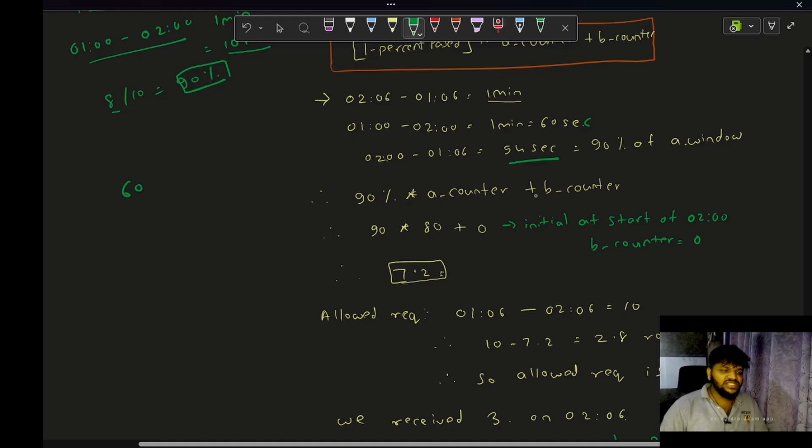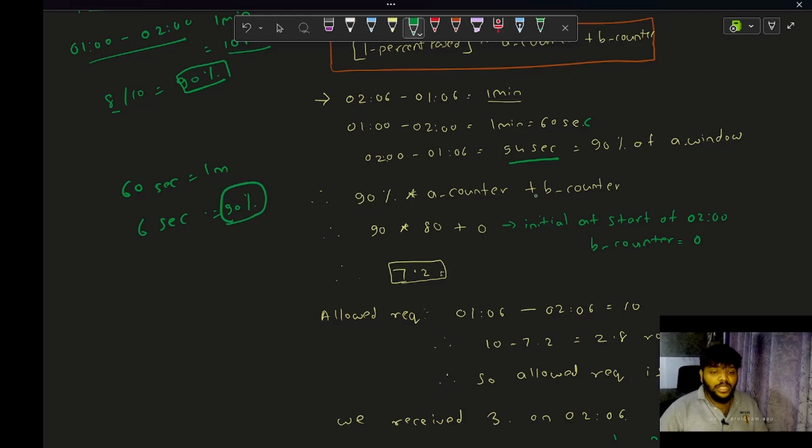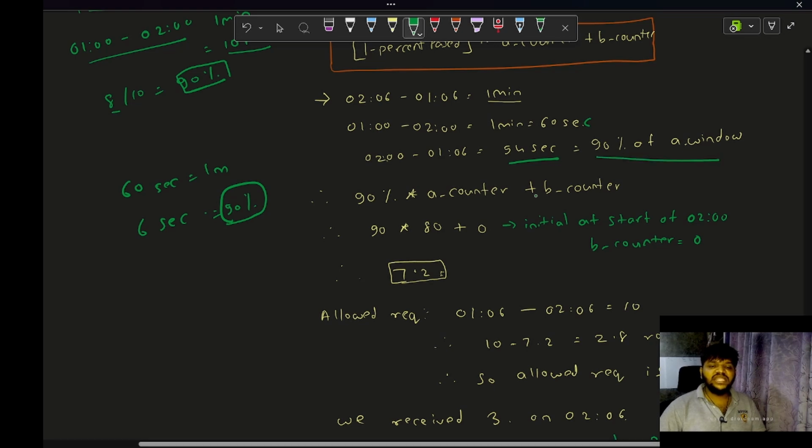Because 60 seconds is equal to 1 minute. So 54 seconds of 60 seconds is equal to 90%. Correct. So now what we are doing is 02 to 0106. 02 to 0106, that is 54 seconds, that is 90% of the window. So what we are doing is 90% of the A counter plus B counter.